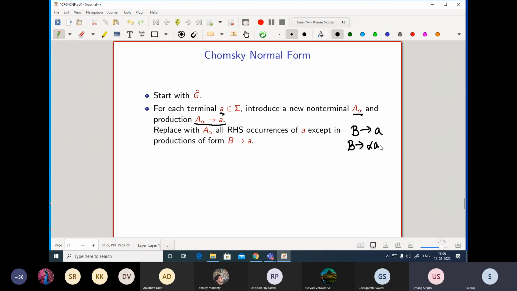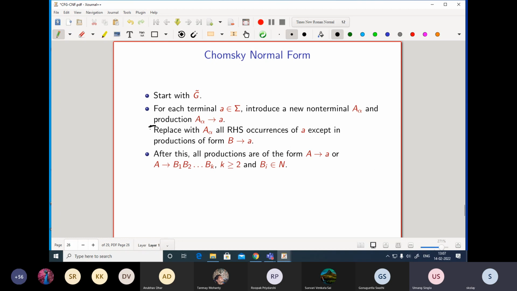If it is of the form B going to alpha a beta, then we will replace this by B going to alpha A alpha beta. Sorry, if a terminal was appearing on the right-hand side of a production, I will replace this terminal by a non-terminal. This is possible because the right-hand side is a string from N union sigma star, but I will replace a by A alpha.